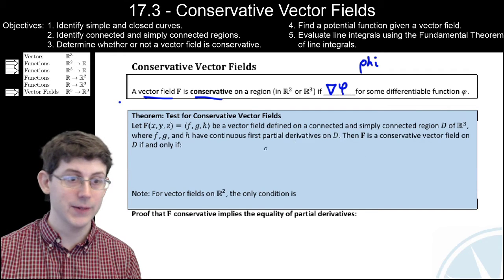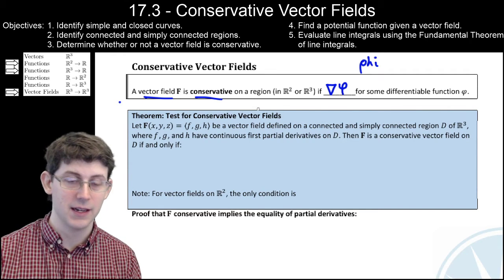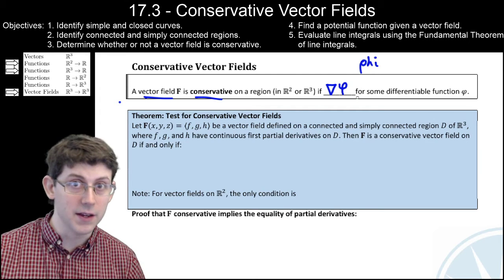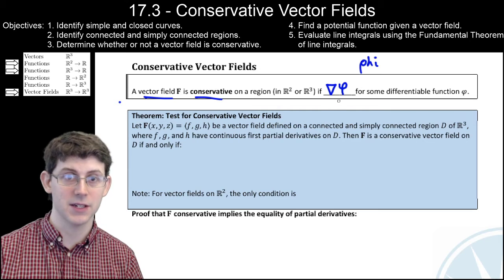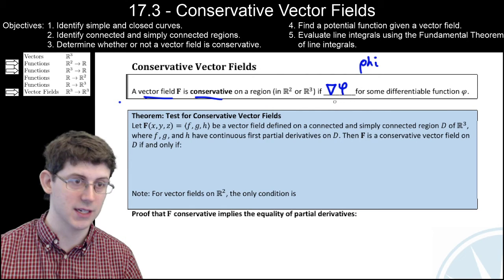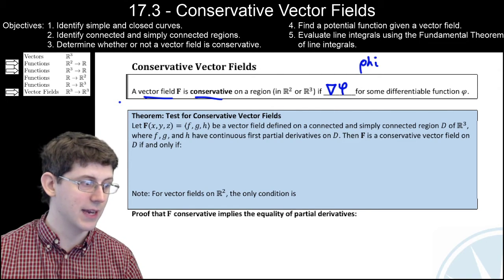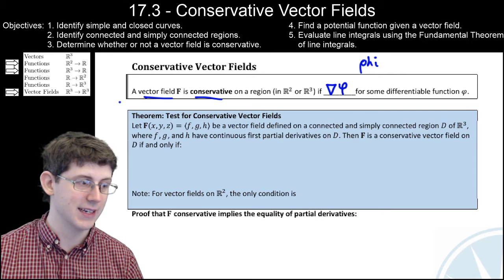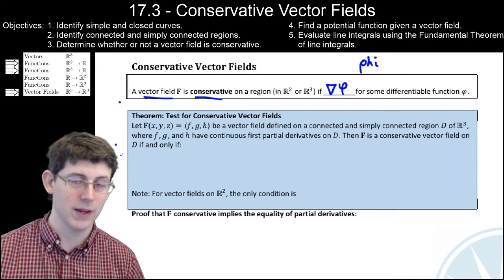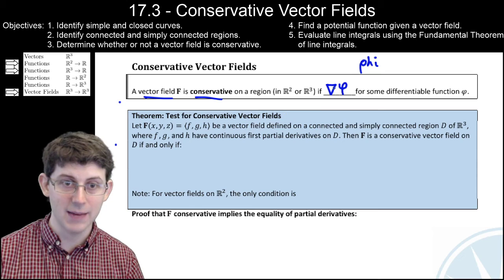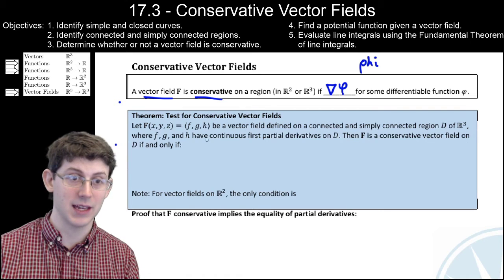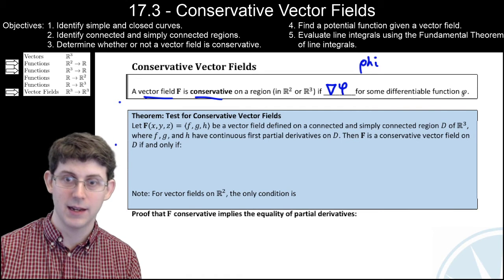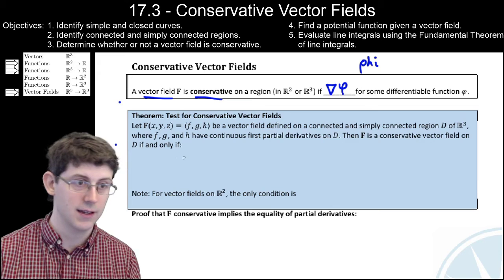Okay, so how do we test if something is conservative? If you happen to know that your vector field came from the gradient of a function, then great, you just know it's conservative. But if I hand you a random vector field, then it's going to be hard for you to tell whether it came from a gradient. So we have a test to figure out if something came from a gradient, and it looks like this.